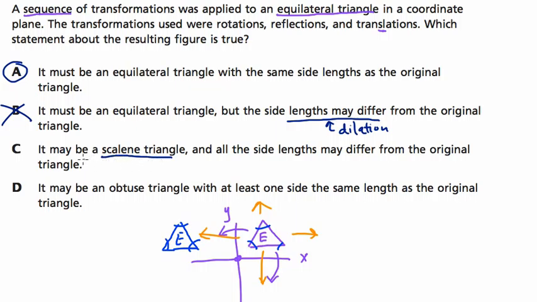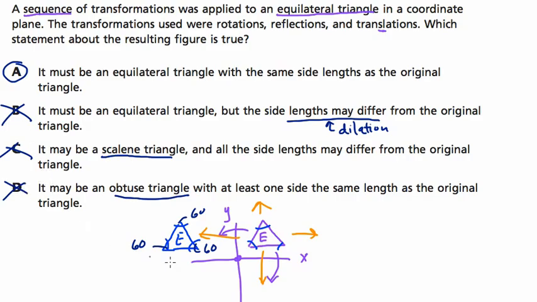In fact, the angles won't change at all. Equilateral, of course, means every angle is the same, and scalene means every angle is different. So this can't be true, right? An equilateral triangle has all 60-degree angles. Scalene has all different angles, and the angles aren't going to change. So that's not true. D: it may be an obtuse triangle. That's a triangle with one angle over 90 degrees, but that's not going to happen either, right? We're not even going to change the angles. That's not going to be true.